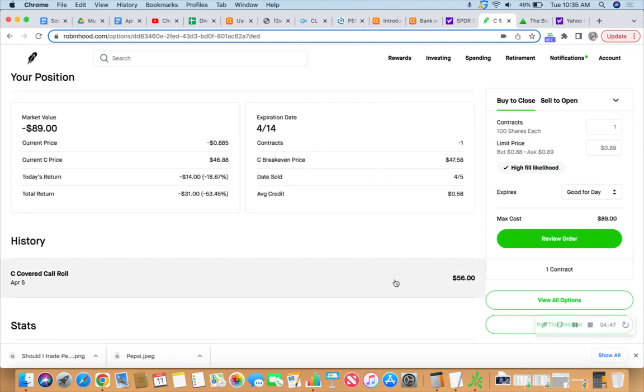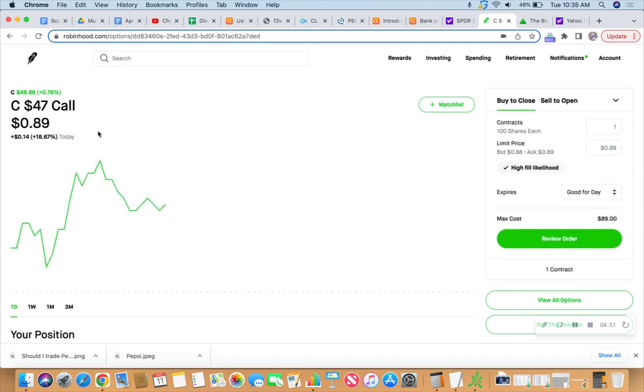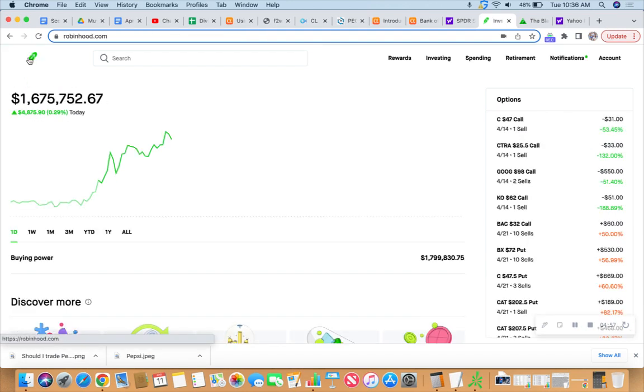Okay, so we collected, it was on a roll. So we collected 56 on the roll. Have some other dollar bills we've put in our pocket. Currently, Citi's at 46.88. If it gets called away at 47, so be it. You can take it back. That's fine.